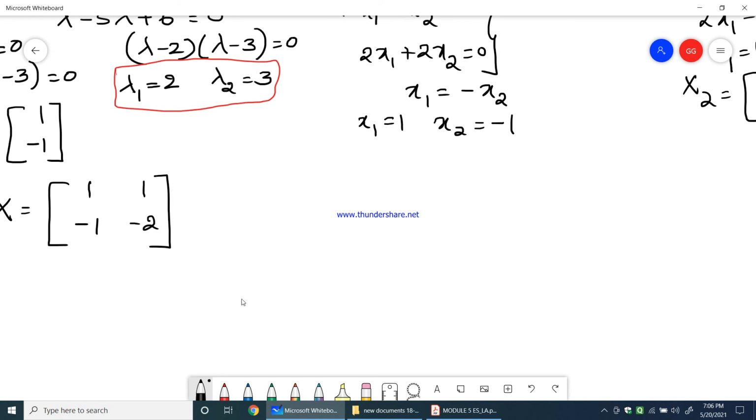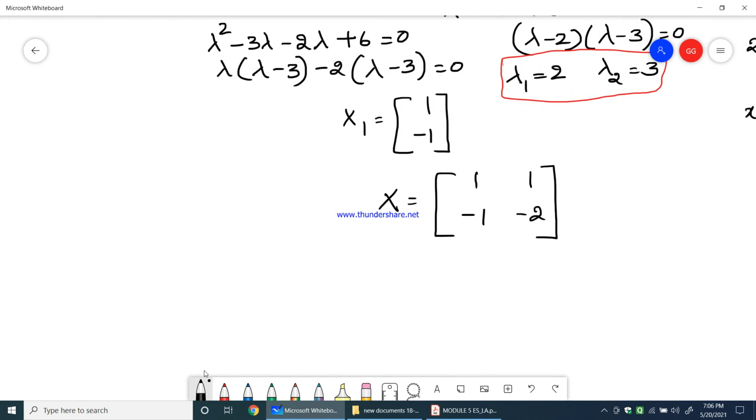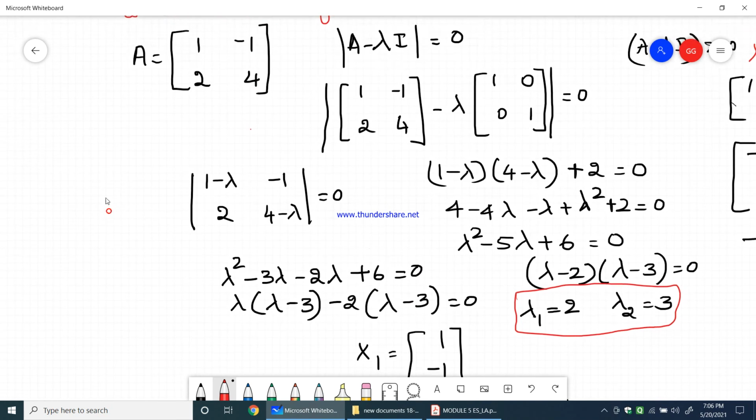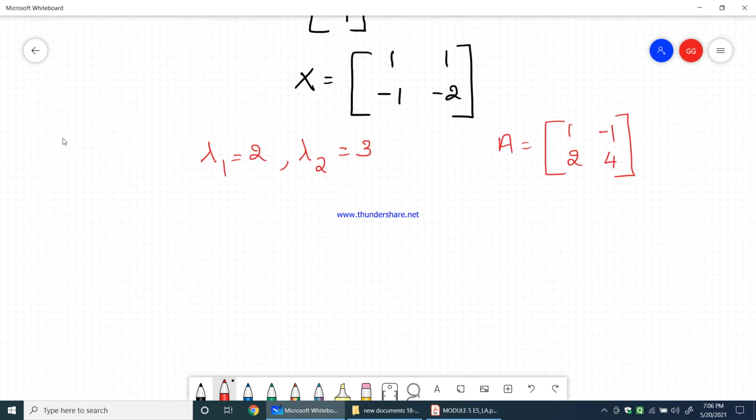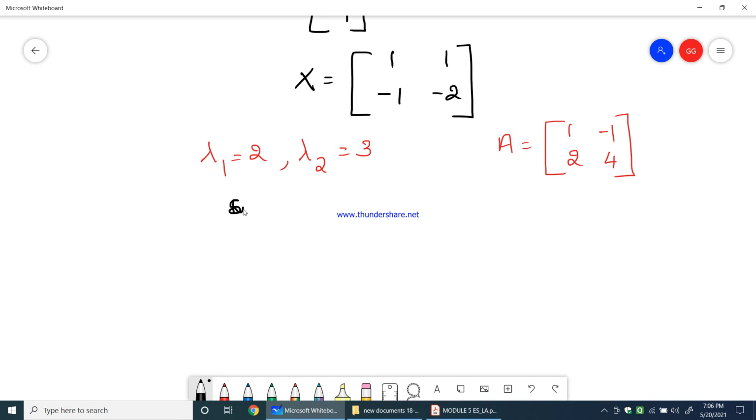Now we'll take the two eigenvalues, lambda 1 and lambda 2, which are 2 and 3. And we'll take the initial matrix A equals [1, minus 1; 2, 4]. Now there are two things asked in the question. We need to prove the sum of traces equals the sum of eigenvalues.